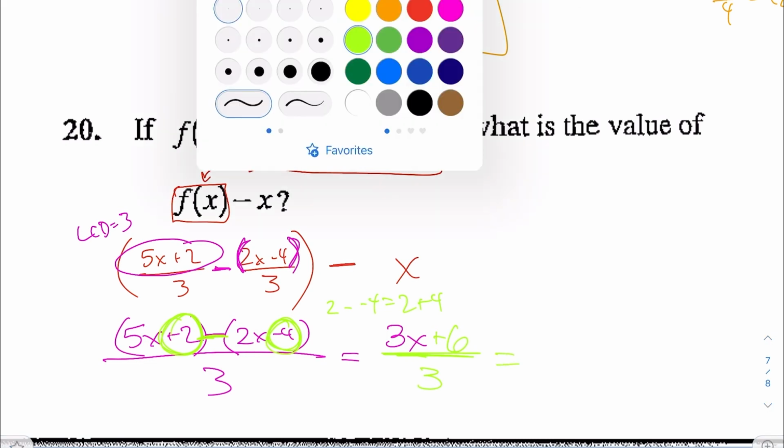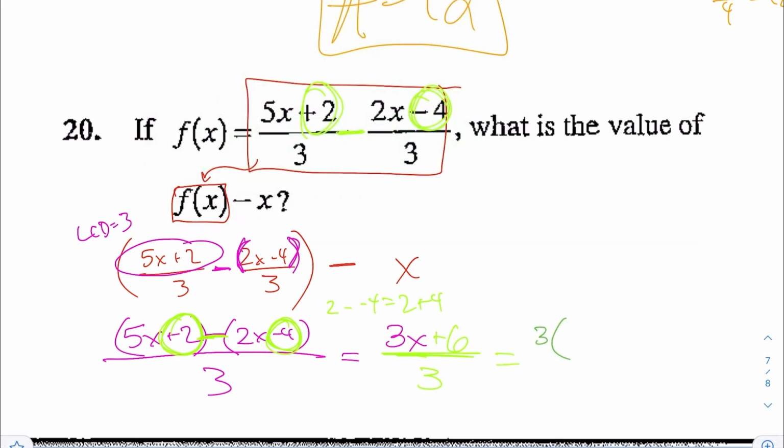So you can actually factor out 3 in the numerator. That'll give you x plus 2 left over. And once you cancel out the 3, you just got to subtract x. So x plus 2 minus x is just equal to 2. So the only thing that's left is just 2. So just be careful here. If you have to subtract with parentheses, you have to subtract a negative.